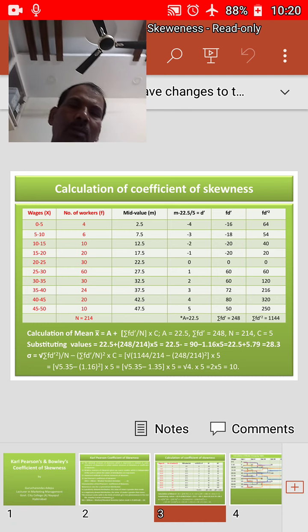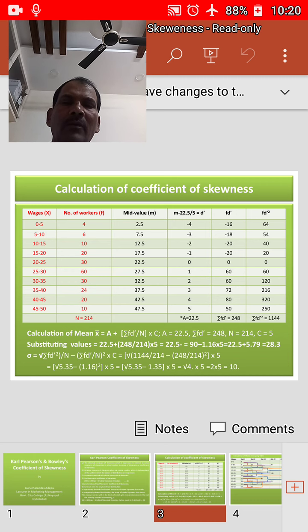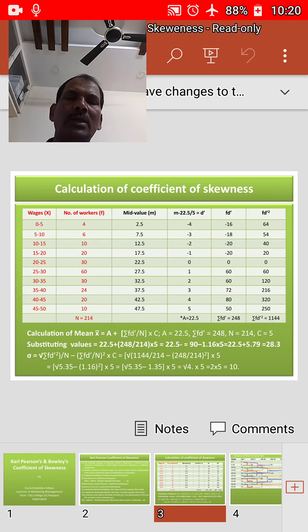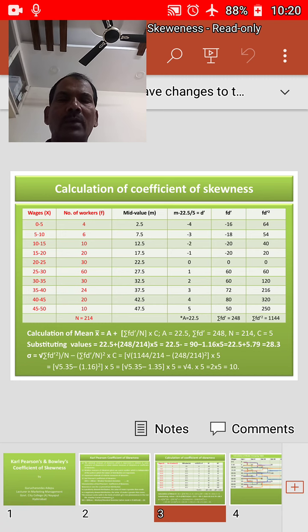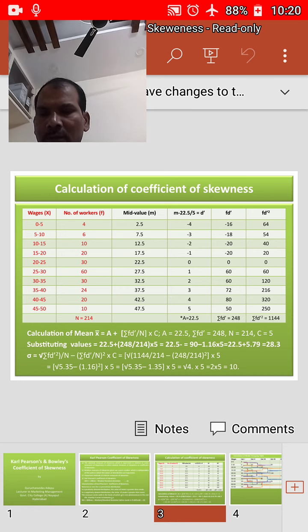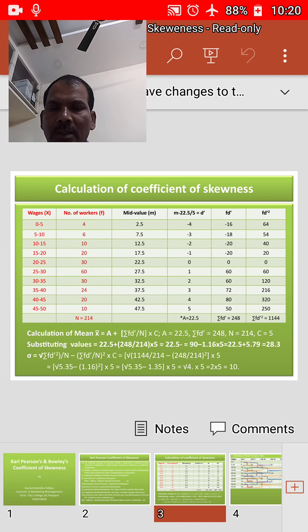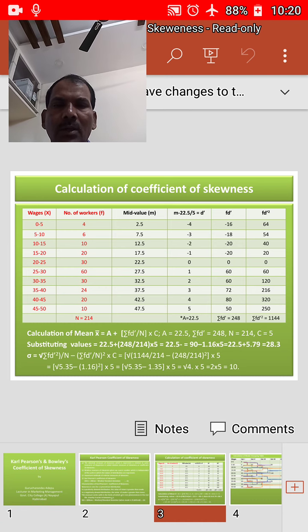As we require x bar, that is a plus sigma fd dash by n into c. We know that a is equal to 22.5, sigma fd dash is equal to 248, n is equal to 214, c is equal to 5. Substituting the values, you will get 22.5 plus 248 by 214 into 5, which is equal to 22.5 plus 5.80, that is 28.3. You will get 28.3 as the answer.